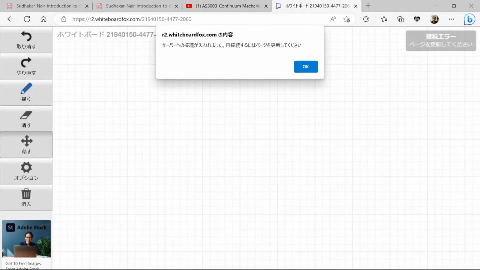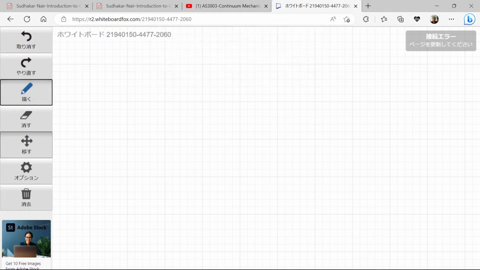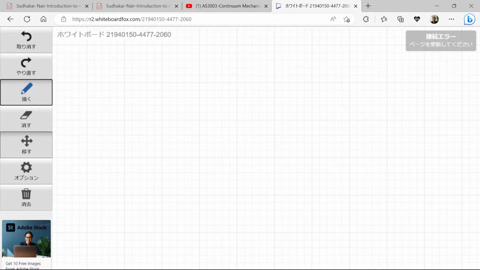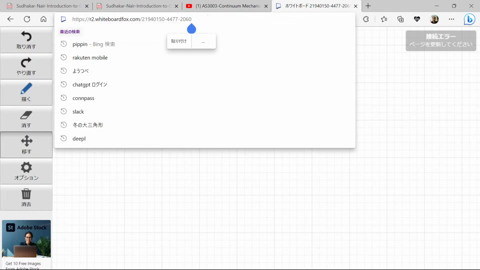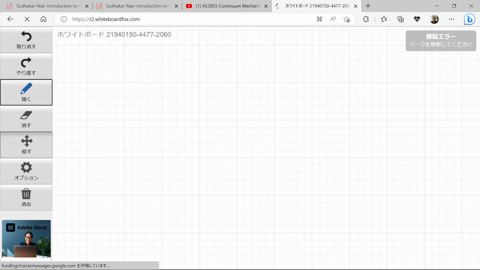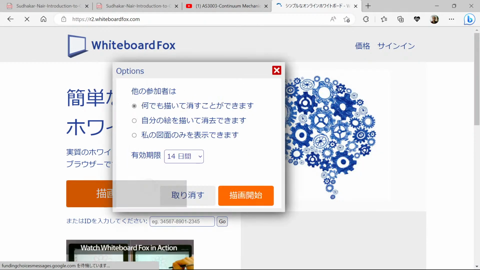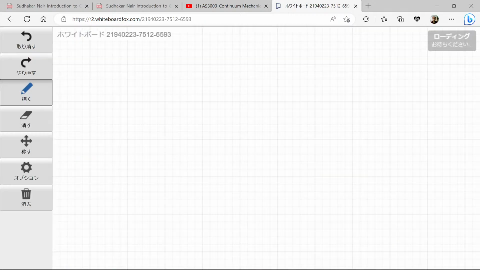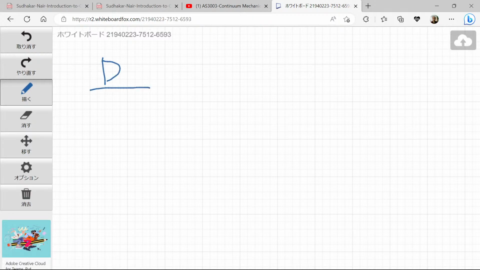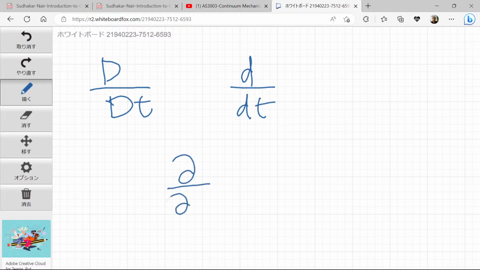I talked about some ambiguity. So we had this one, capital D dt, d dt. Then we also have partial t. And the difference was not clear.